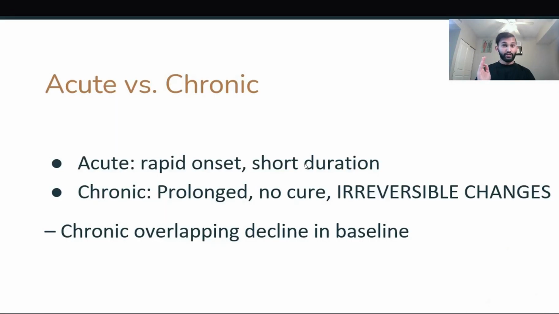So acute versus chronic is super simple. When we say acute, it means something that is sudden, less than 3 months. When we say chronic, it means it's happening over a period of time, more than 3 months. With acute, be mindful of rapid onset with a short duration. Whereas with chronic, these are prolonged, there is no cure, and they are irreversible changes. Chronic, over a period of time, involves overlapping declines in the baseline, and that's what we have for acute versus chronic.